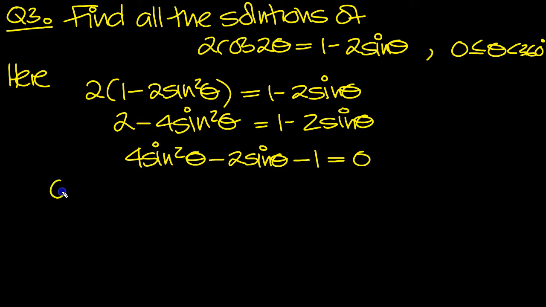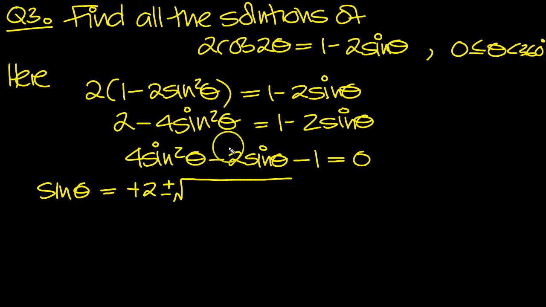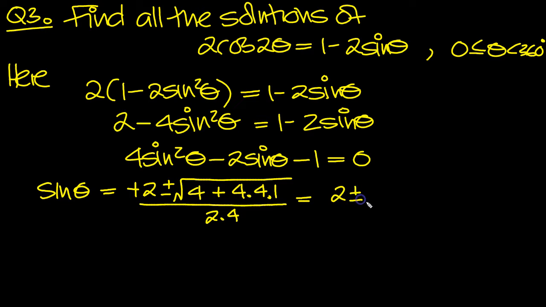So sin θ, quadratic in sin θ, is equal to minus b, so it's minus minus 2, which is plus 2, plus or minus the square root of b squared, which is minus 2 squared, which is 4, minus 4 times a, which is 4, times c, which is minus 1, and I'll put that as a plus now, all over 2a. a is 4. So that's equal to 2 plus or minus the square root of 4 4s is 16 plus 4 is 20, so it's root 20 over 8.